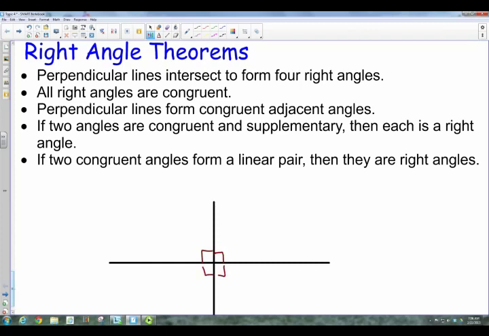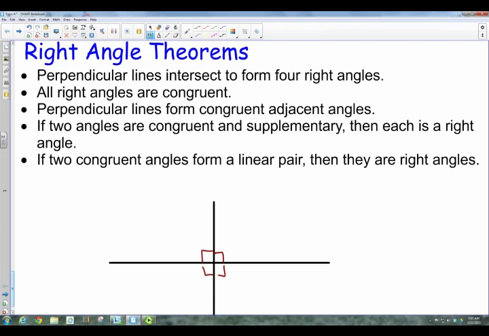Third one, perpendicular lines form congruent adjacent angles, which makes sense. Adjacent means next to, and the two next to each other have to be 90. If two angles are congruent and supplementary, then each is a right angle. Congruent means they're the same. Supplementary, they add up to 180. The only way that's possible, where they're the same and add up to 180, is if they're 90.